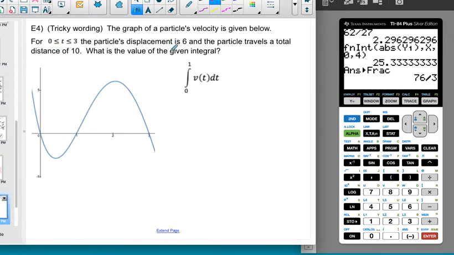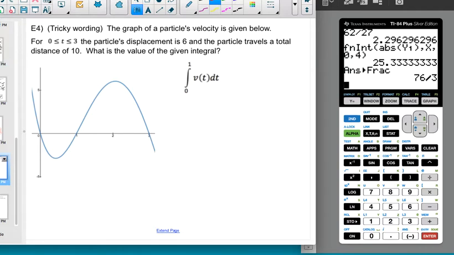All right, so let's do something with a little bit of tricky wording. We have 2 examples left. On a particular graph, a particle's velocity is given below. From 0 to 3, the particle's displacement is 6, and the particle travels a total distance of 10. What is the value of this given integral?